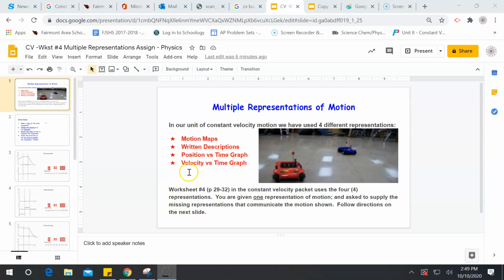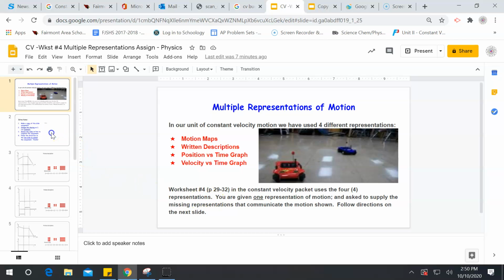So this assignment covers Worksheet 4 in your constant velocity packet. At this point in time, we have represented constant velocity with motion maps, written descriptions, position time graphs, and the last thing we have done is the velocity versus time graph. You should be able to see these exact same examples done on pages 29 through 32 in your packet. You will be given one representation and you will need to supply the missing representations that show the same motion.